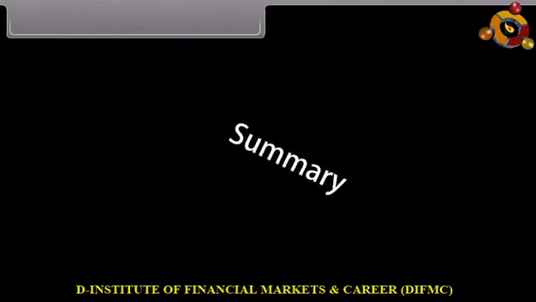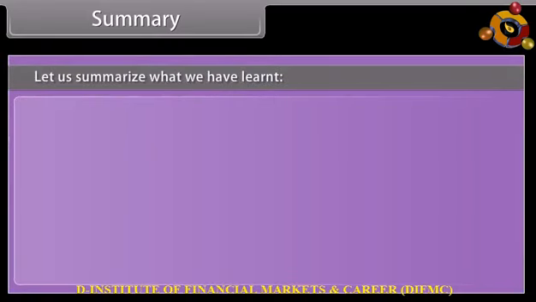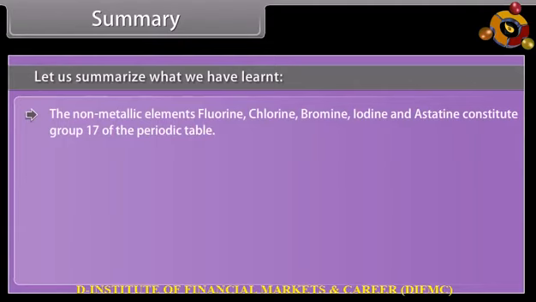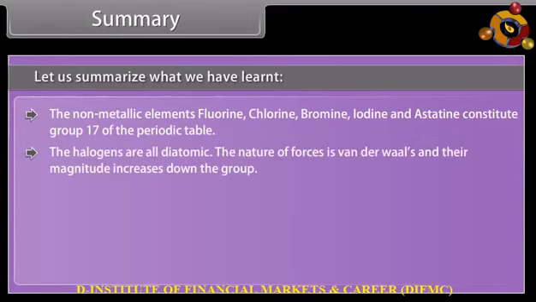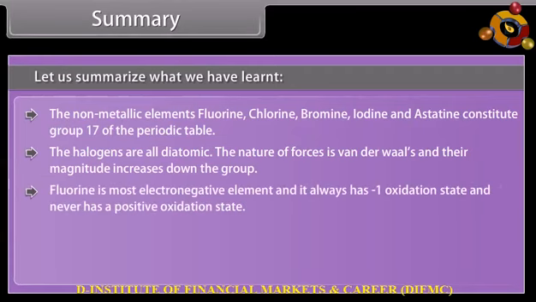Summary. Let us summarize what we have learnt. The non-metallic elements fluorine, chlorine, bromine, iodine and astatine constitute group 17 of the periodic table. The halogens are all diatomic. The forces are van der Waals forces and their magnitude increases down the group. Fluorine is the most electronegative element and it always has -1 oxidation state and never has a positive oxidation state.